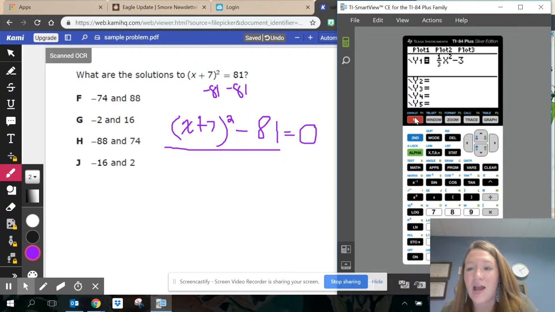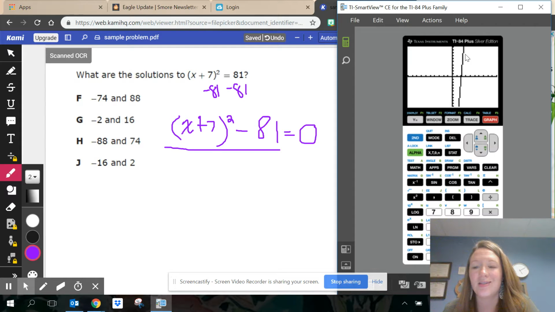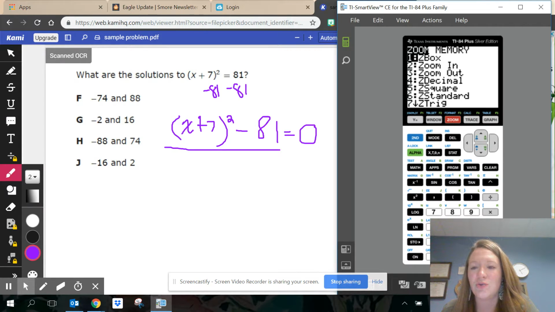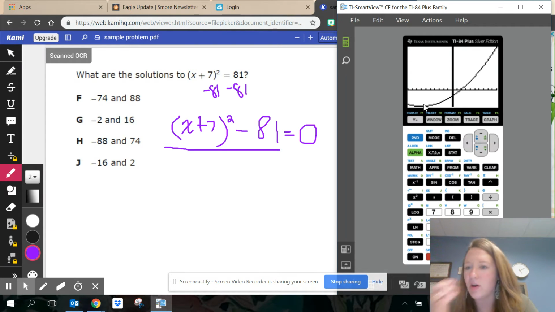So let's go back. Y equals, I'm going to clear this out and enter in this equation. (X plus 7) squared. I hope your calculator looks like mine as you're following along and practicing these steps. And minus 81. Okay, I've entered this in. Let's graph it. Ooh, this graph is not as pretty, is it? I see one solution where it crosses my x-axis. I'm going to hit zoom and 0 just to see if I can get more. That's a little bit better.